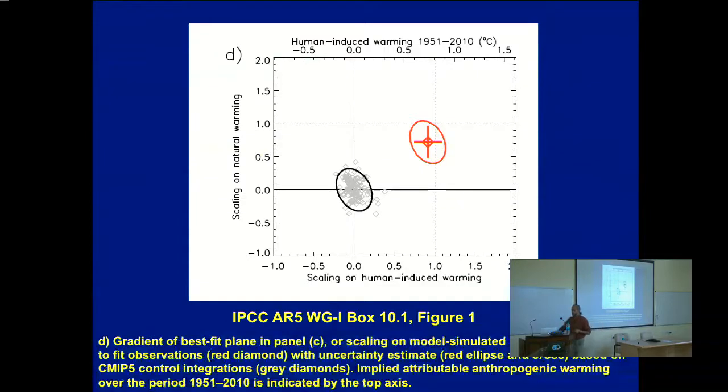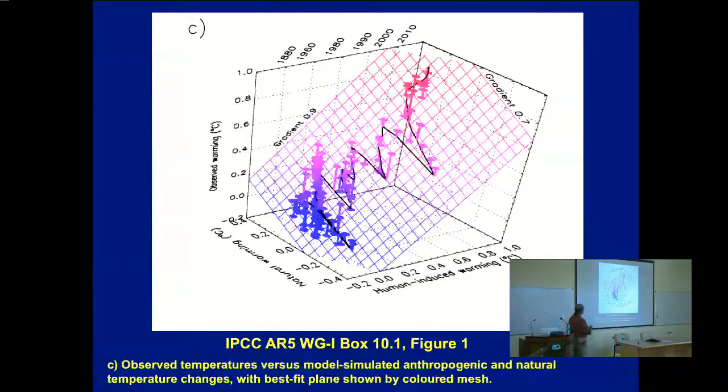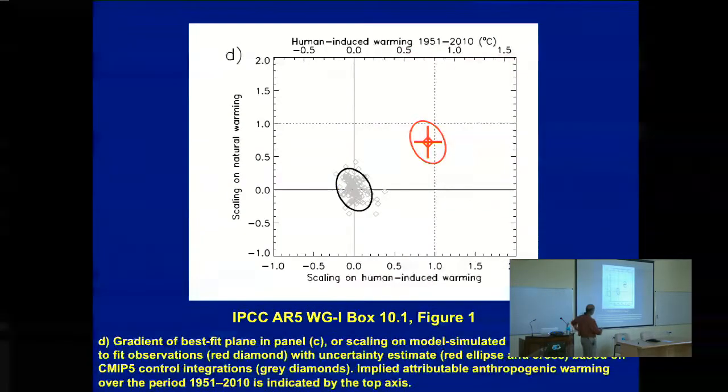Okay, that slope that we had on each of these two planes, on the human-induced and on the natural, those are the two numbers that I can now plot in a regular two-dimensional plot. So 0.9 on the human-induced and 0.7 scaling on the natural warming, right? That becomes my point. Okay? So that plane is described by that point.